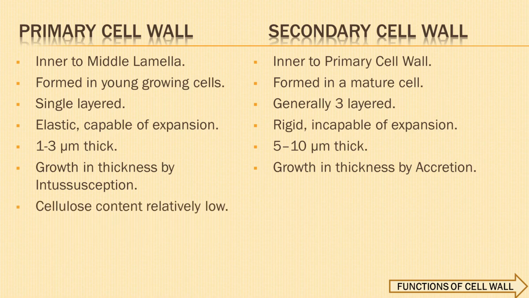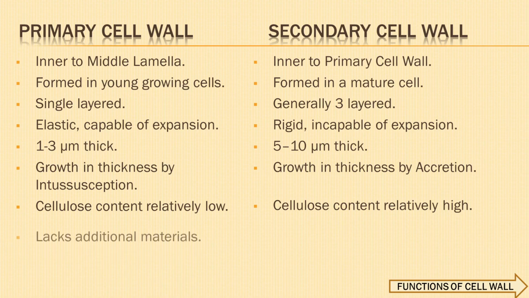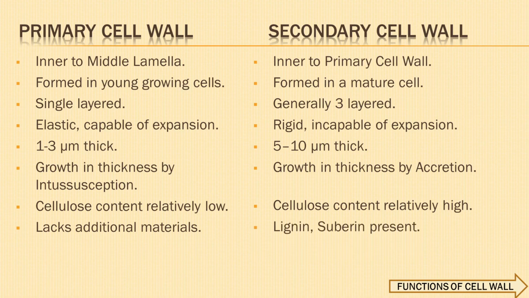Next difference is, in the case of primary cell wall, cellulose content is relatively low but high in the case of secondary cell wall. Primary cell wall lacks additional material. Secondary cell wall shows the presence of lignin and suberin. Pits are absent in primary cell wall. Pits are present in secondary cell wall. Plasmodesmata are formed. These plasmodesmata are cytoplasmic connections between cells.